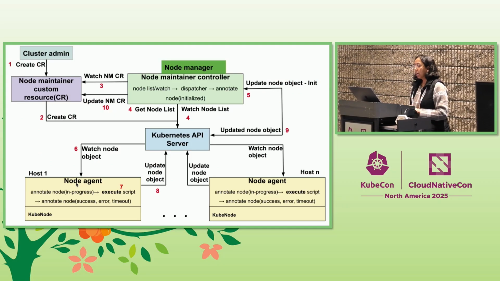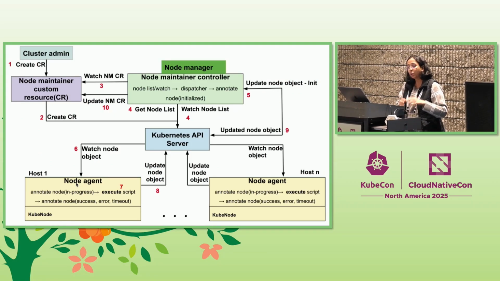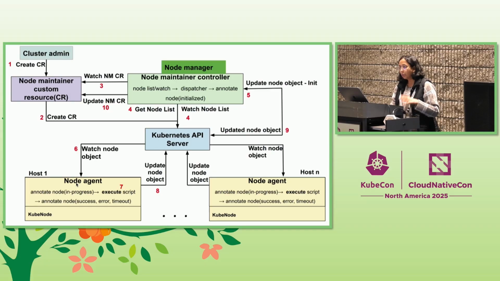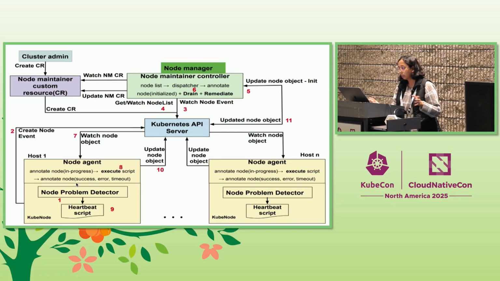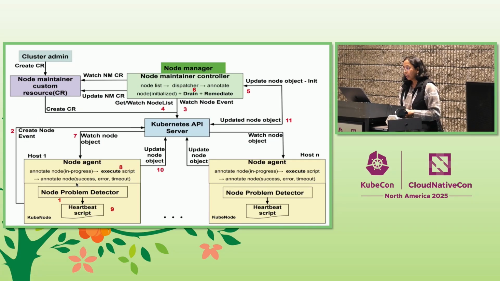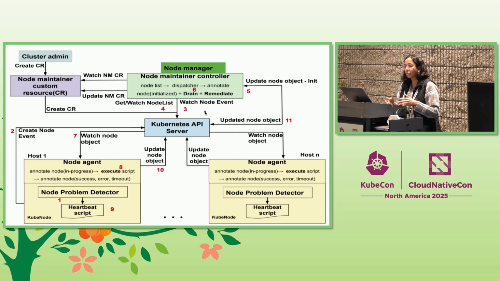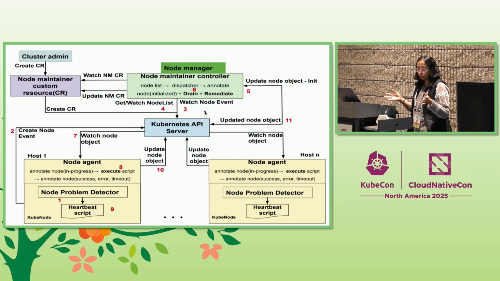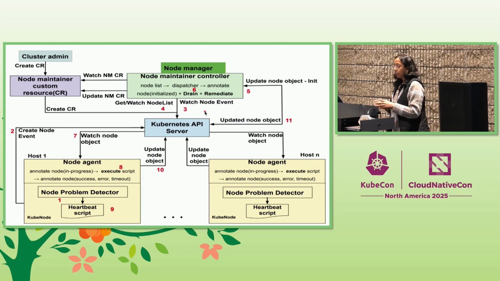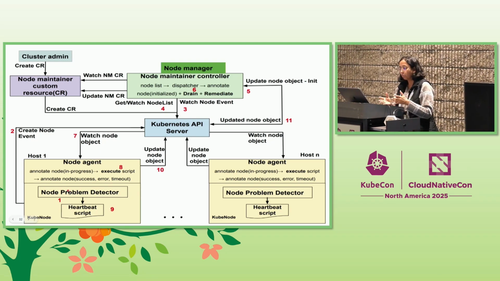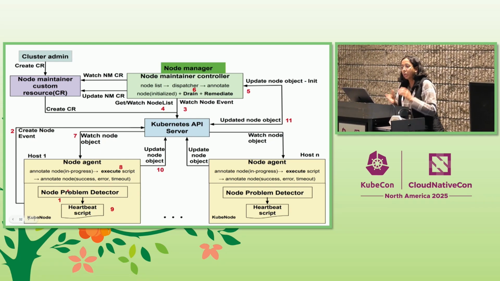So here is the original architecture which helped us to do the maintenance task. How did we incorporate the auto remediation? Here is the updated architecture. What are the updates here? Mainly, the node maintainer controller started watching node events which are produced by the node problem detector, and the node problem detector keeps running on each and every worker node in addition to a node agent.